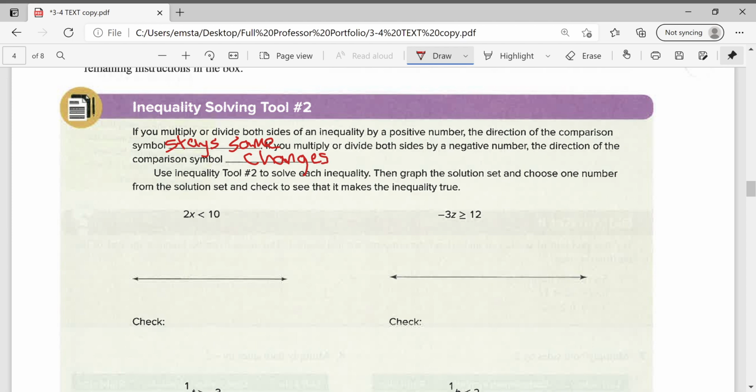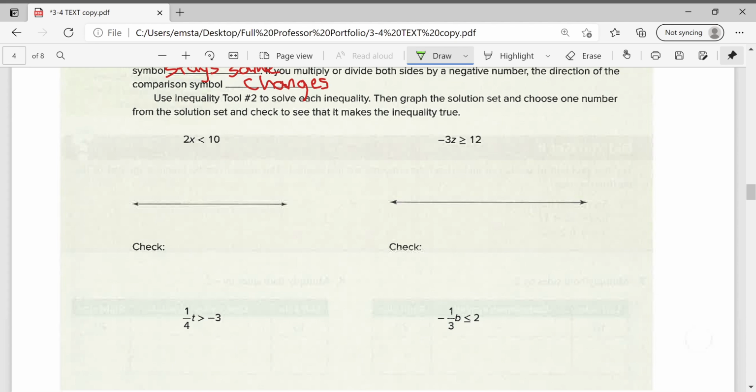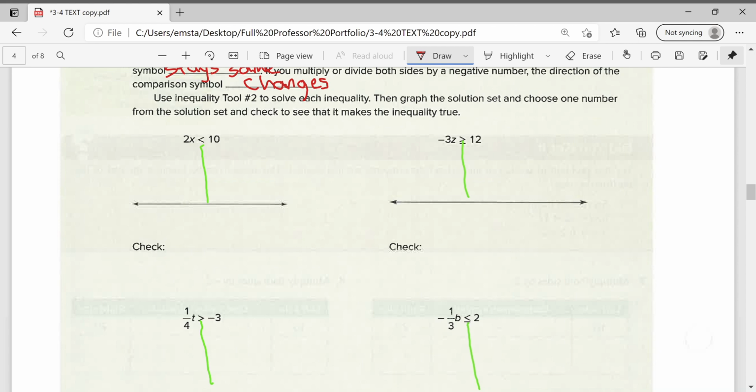So let's apply that to solve some inequalities. Get out my green marker. All right, so we have 4 inequalities here. In the first one, I have 2 times x is less than 10. How do I undo times? I divide both sides by 2, and I get that x is less than 5. No flipping needed because I didn't divide or multiply by a negative.